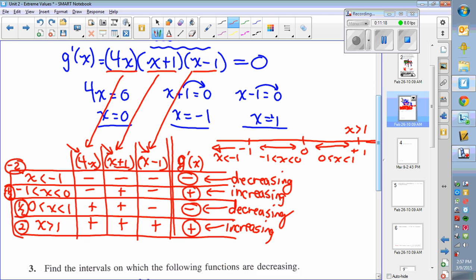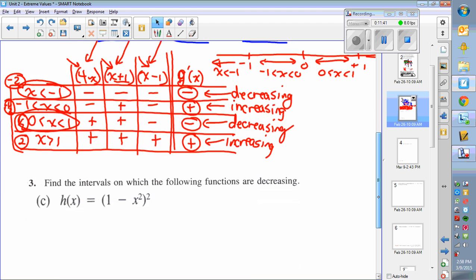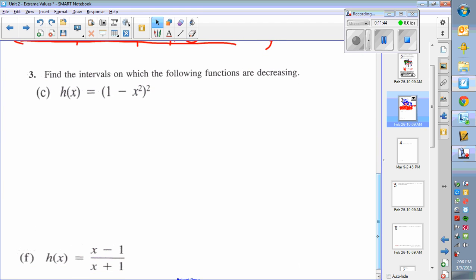So we have shown the intervals where the function is decreasing and where the function is increasing. It is decreasing on x less than -1, and it's decreasing between 0 and 1. The other two intervals are where it is increasing. At those points is where it's actually equal to 0. So let's try one that's a little bit harder to take the derivative of, but it's the exact same steps.